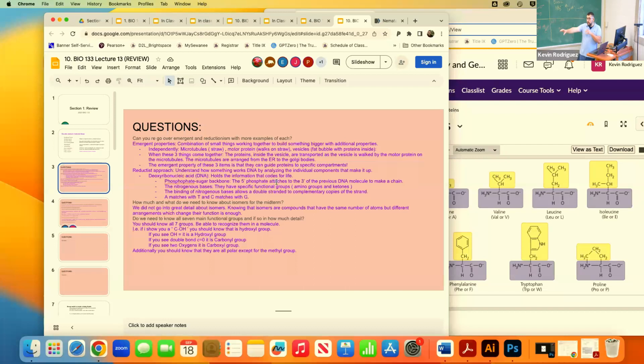You have the microtubule, which is going to guide you where you're going to go. You trap your protein inside the fat bubble, and then your motor protein can literally walk that fat bubble over to where you need to go.